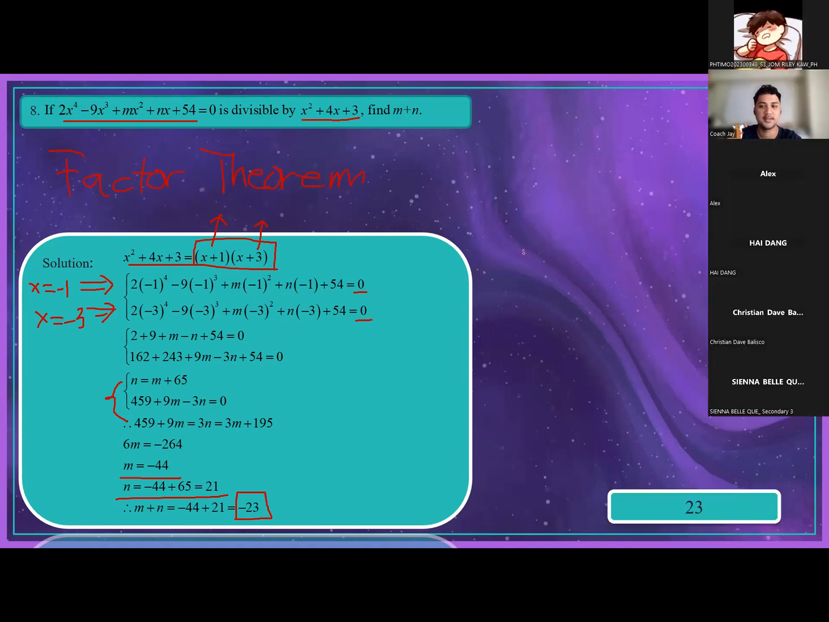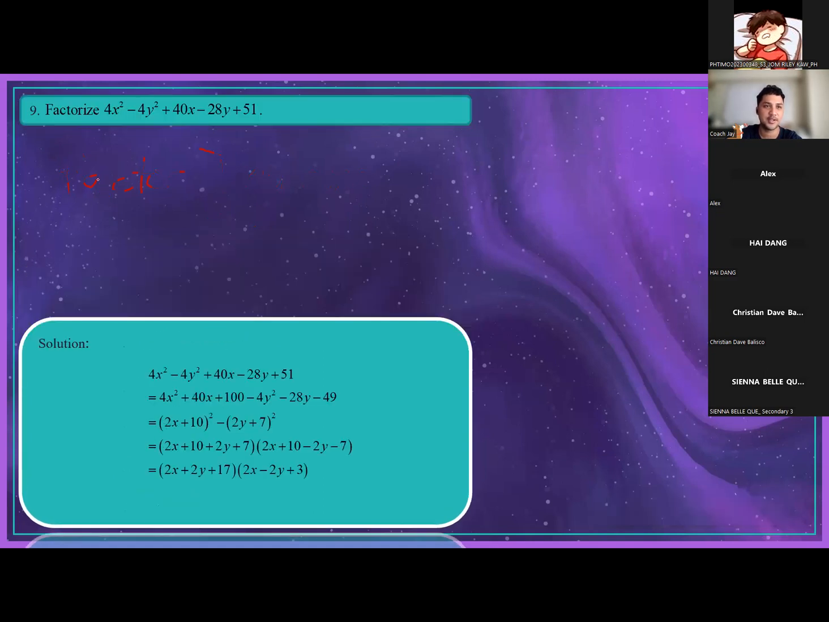So next, number 9. Factorize 4x squared minus 4y squared plus 40x minus 28y plus 51. And there are two ways to solve this. Let's try the first. First, you group everything, so say you group the x's and y's.